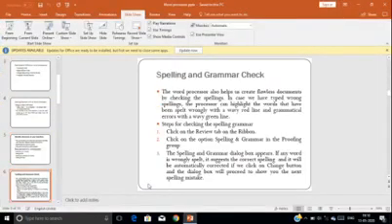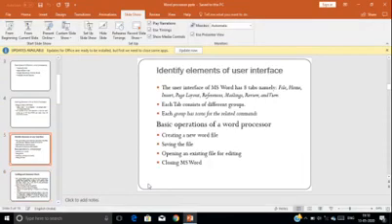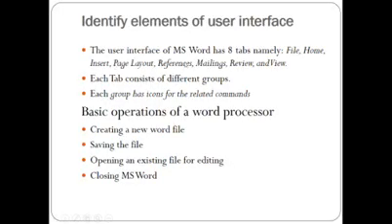Next, this I've already explained to you. Here you have found the user interface has 8 tabs. This I have shown you now: File tab, Home, Insert, Page Layout, References, Mailings, Review and View. Each tab consists of different groups and each group has different icons. This I have already explained to you. And these are the different operations of a word processor.